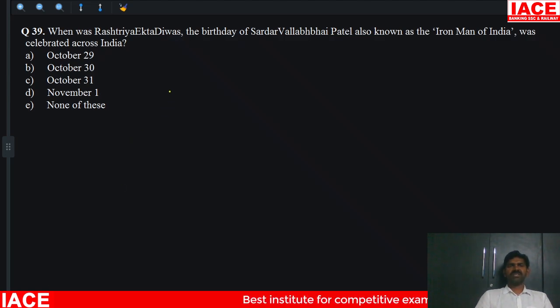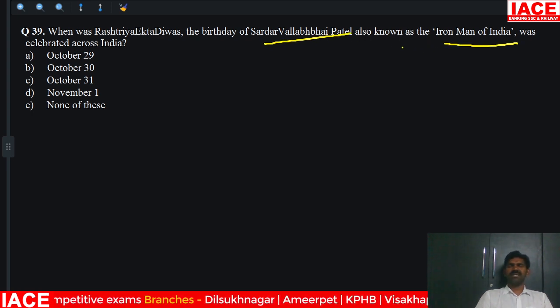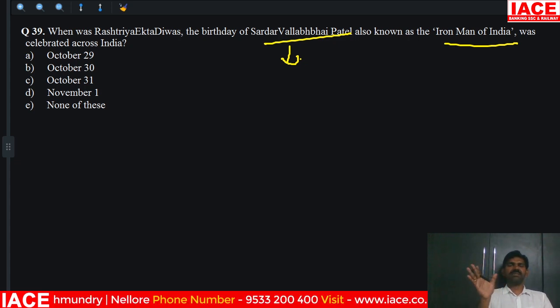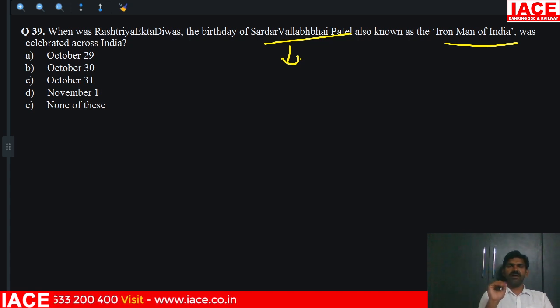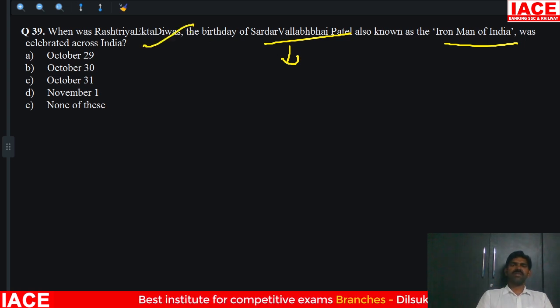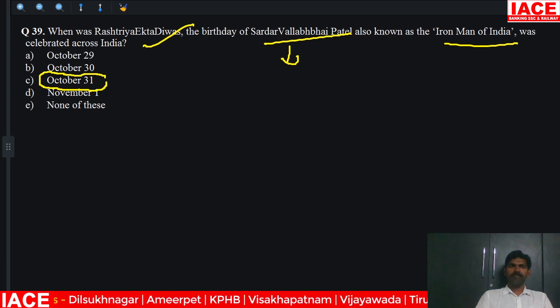Very important question. When is Rashtriya Ekta Diwas, the birthday of Sardar Vallabhbhai Patel, also known as the Iron Man of India, celebrated across India? Remember that Sardar Vallabhbhai Patel is called the strong man of India. Take any strongest person in the world, add 'of India', and you get Sardar Vallabhbhai Patel. For example, Bismarck of India. He is the one responsible for merging the various princely states into the Indian Union. So his birthday is celebrated as Rashtriya Ekta Diwas, on October 31st. Very, very important.